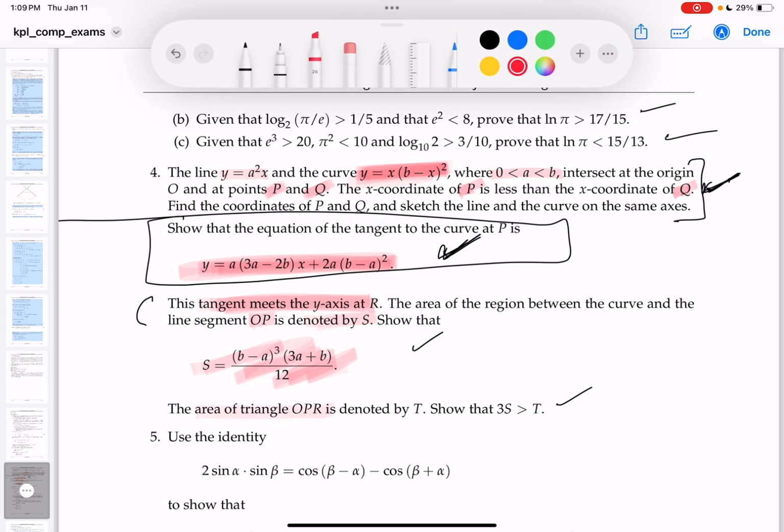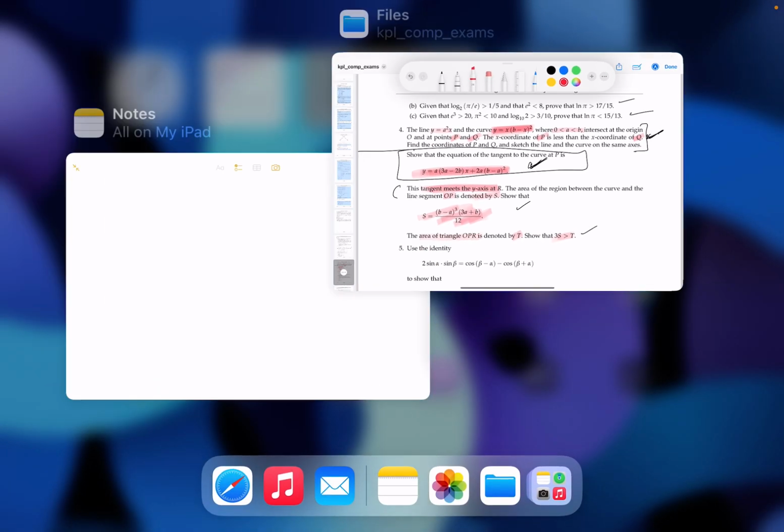After we show that, we're going to get the area of the triangle OPR, denoted by T, and we're going to show that T is less than 3S. It's a lot, though. So I want to go to the whiteboard and kind of remind you what we did so far. And let's write this down for you. This is 4.